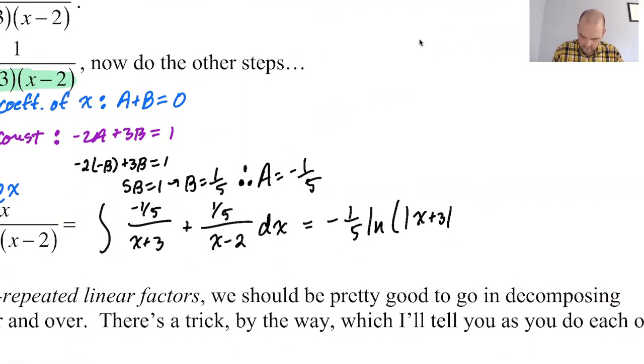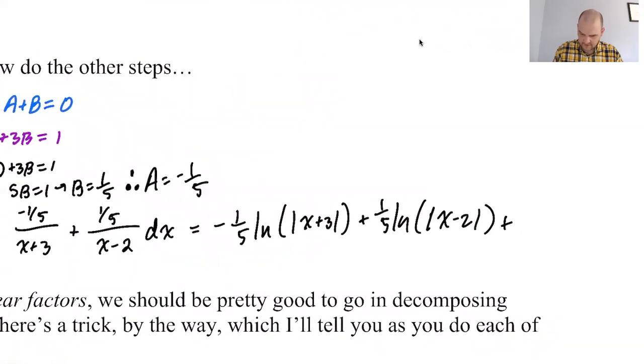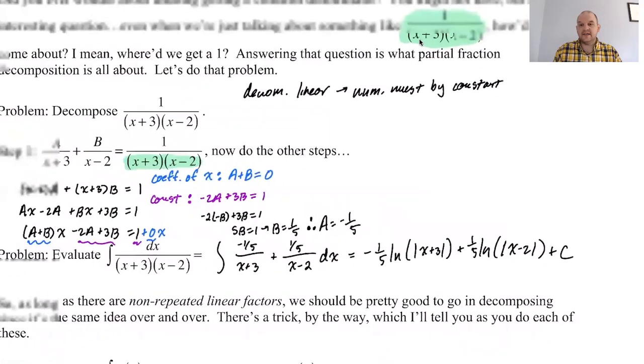Plus 1/5 natural log of the absolute value of x minus 2. And then plus c. Don't forget your plus c. All right, not the end of the world, right?